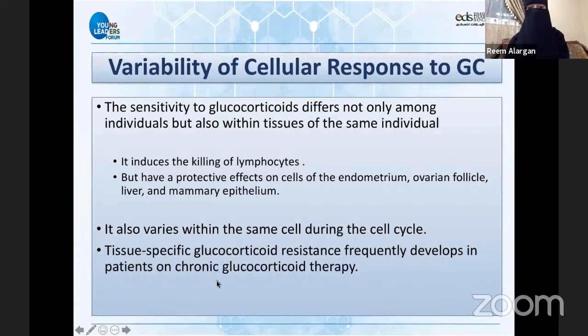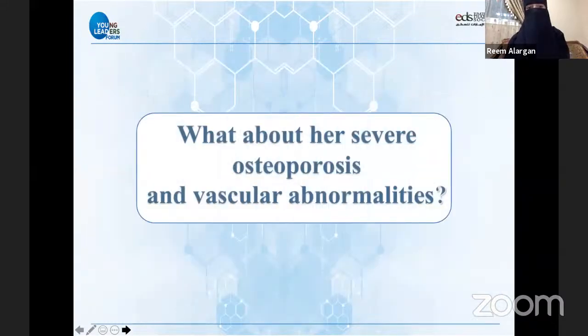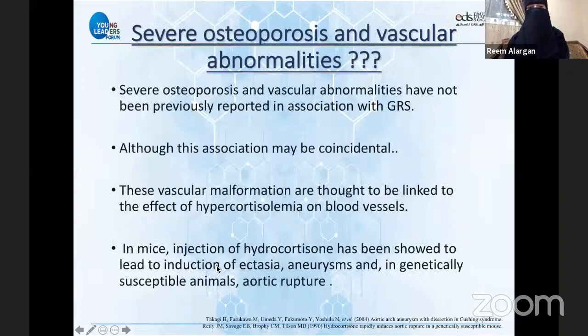So tissue-specific glucocorticoid resistance frequently develops also in patients who are on chronic glucocorticoid therapy. So what about the osteoporosis and vascular abnormalities? Severe osteoporosis and vascular abnormalities have not been previously reported in association with glucocorticoid resistance syndrome.